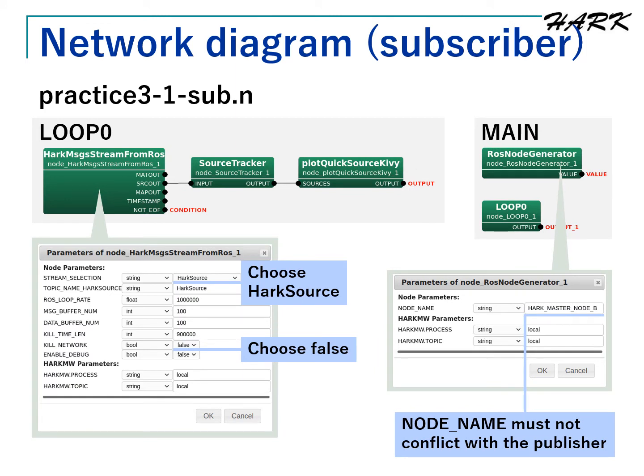This is a network diagram of the subscriber node. Like the publisher, the LOOP0 iterator uses a HARK messages stream from ROS node. Please connect the SOURCE_OUT terminal of this node to the input terminal of SourceTracker. The ROS node generator node is also placed in the MAIN subnet of this network.